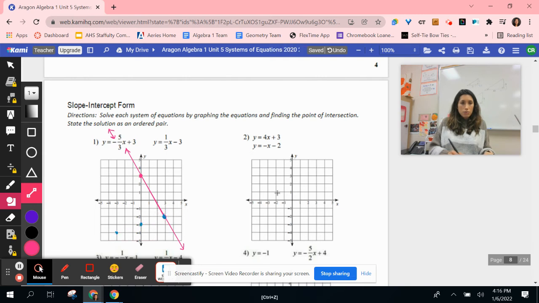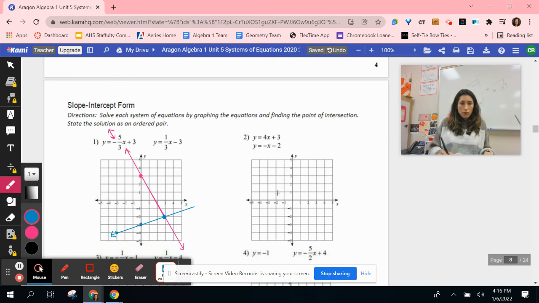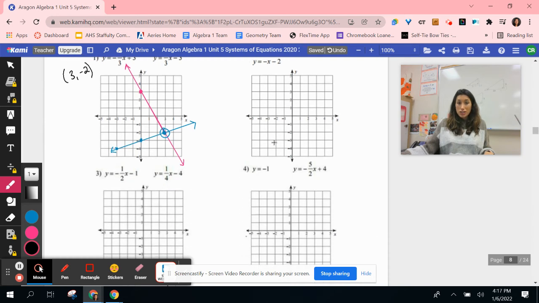And so we are looking for the point of intersection. You might want to circle that on the graph and do my little arrows here. So the point of intersection is located right here. It is at (3, -2). So I would say that is the solution to that graph. Go ahead and graph the rest of the equations onto the grids here.